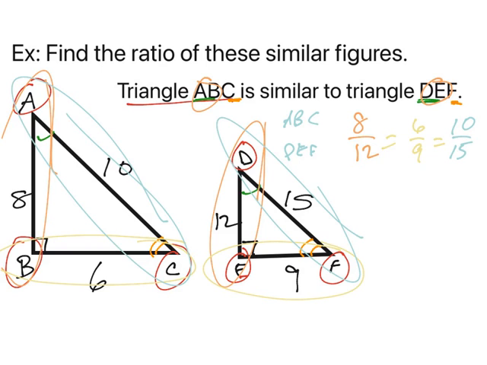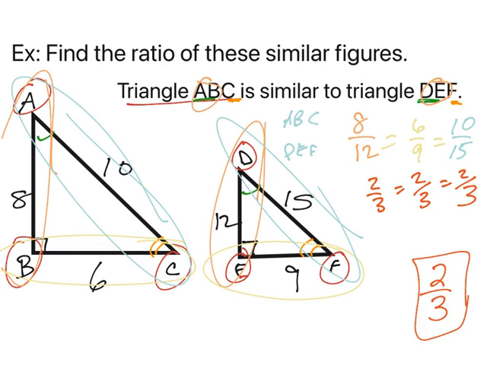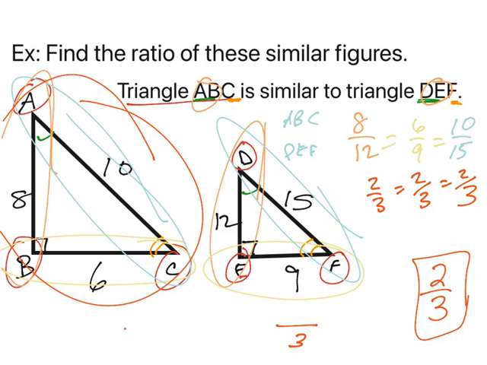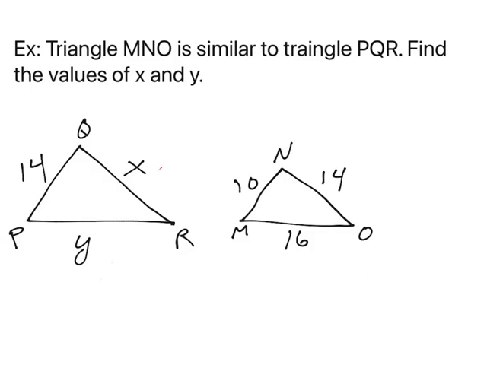Now, each one of these, 8 over 12 reduces to 2/3, 2/3, 2/3. They all reduce to the ratio of 2/3. So that would be the ratio from ABC to DEF, 2/3. So if triangle DEF had a length that was 3, that means in triangle ABC the length would be 2 because that's the ratio 2 to 3. Okay, now let's find some missing pieces.